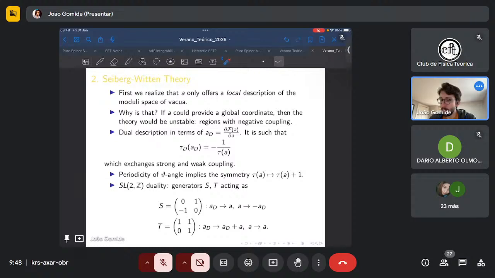So we see that if we want to characterize this moduli space, we have to take into account this duality. Not the moduli space per se, but the auxiliary space of a and the dual a_D. It has this nice property that it transforms well under this SL(2,Z) duality.